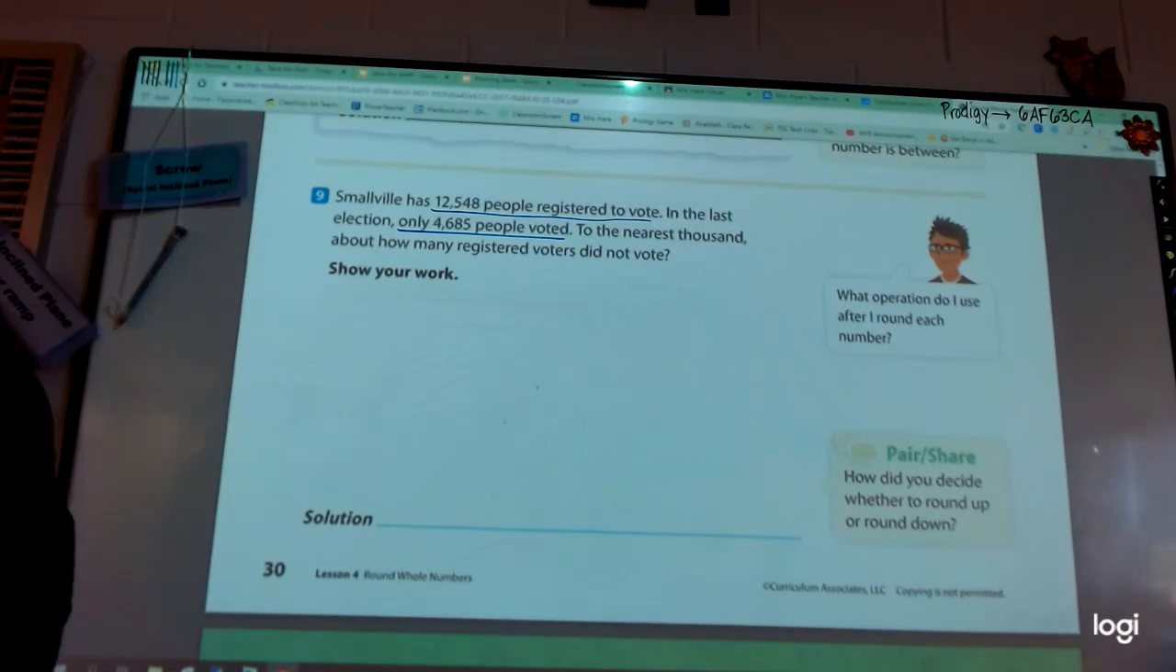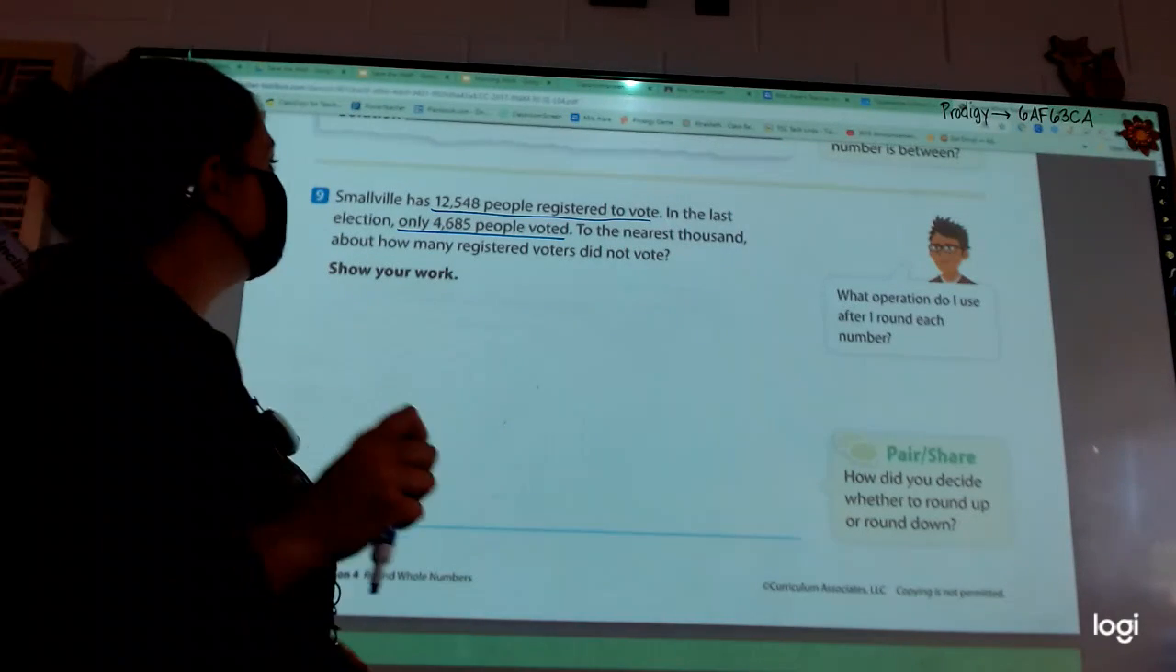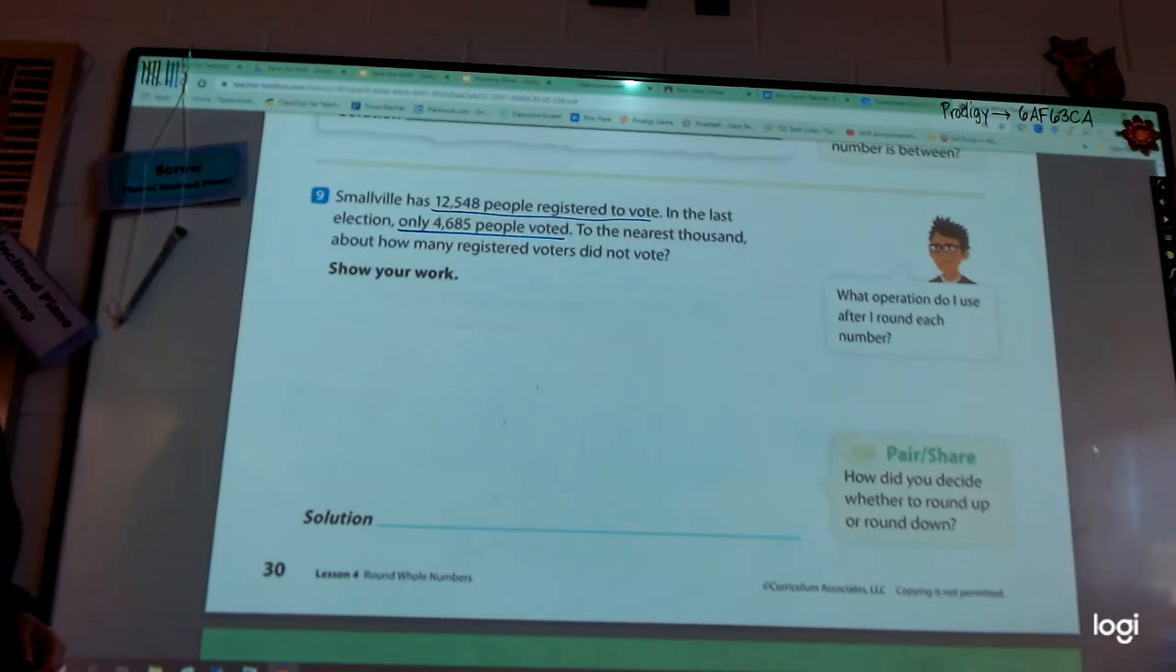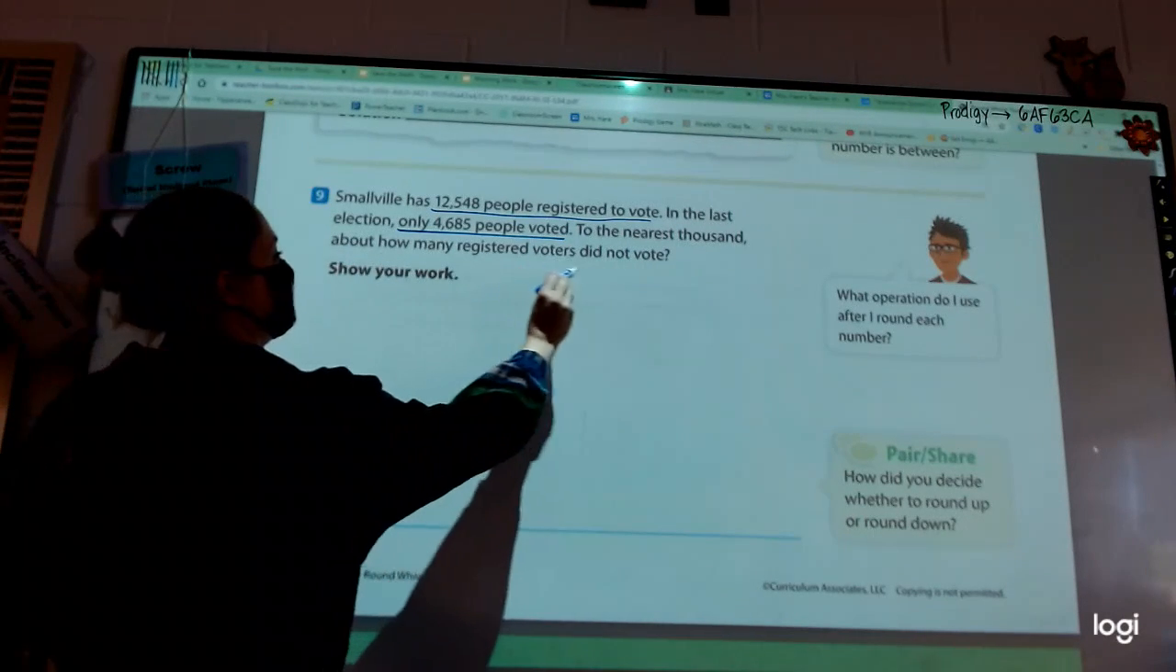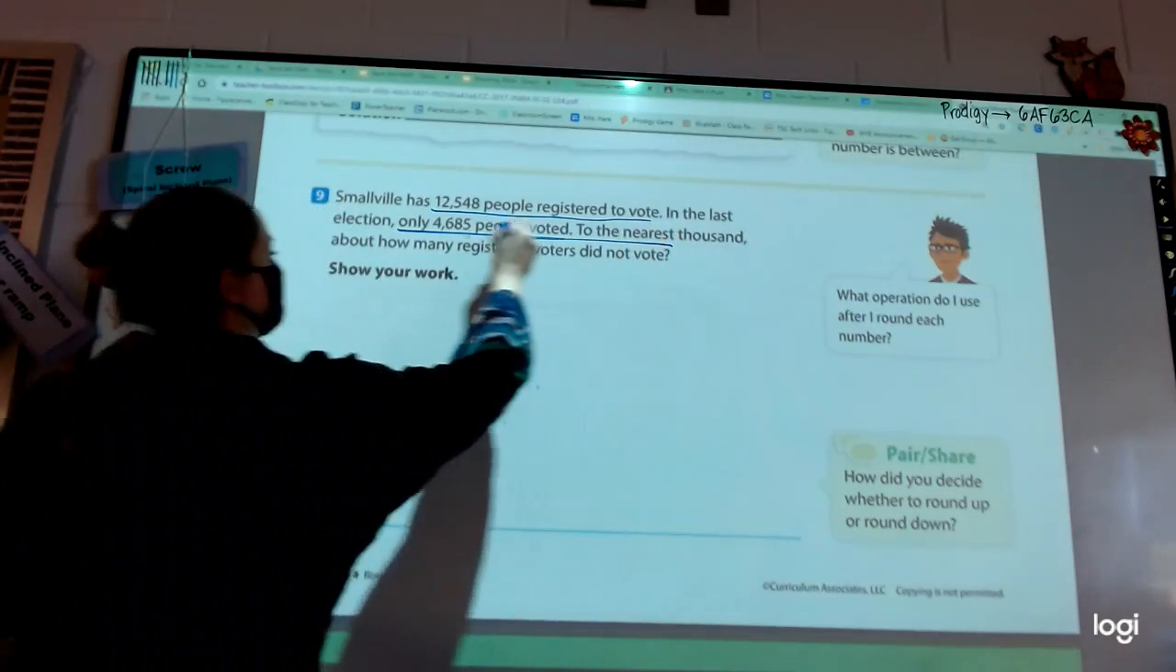All right, what else is important in our word problem? Hayden? What's the question? So the question is about how many registered voters did not vote. That is our question.